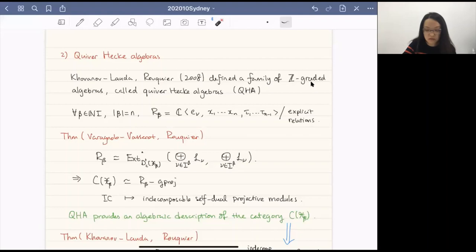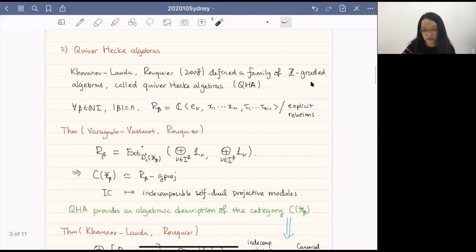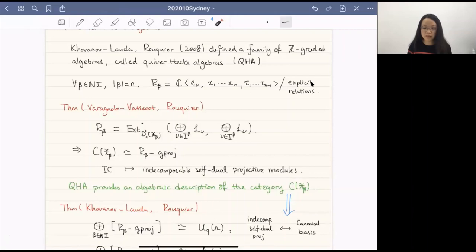So you have idempotent generators e(nu) for each nu in I_beta, and some polynomial generators x_1, ..., x_n, and some kinds of graded generators tau_1, ..., tau_{n-1}, modulo some explicitly defined relations. I'm not going to write down the relations as I won't need them, but I just want to make the point that this is a very explicit algebra, which you can get your hands on and compute with.